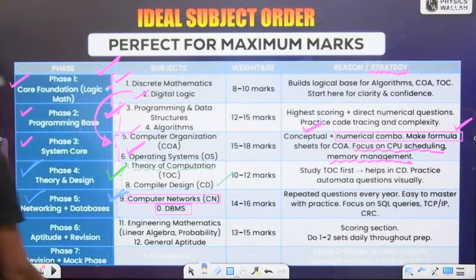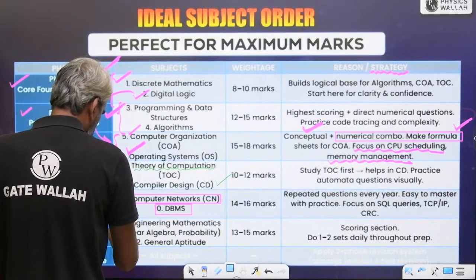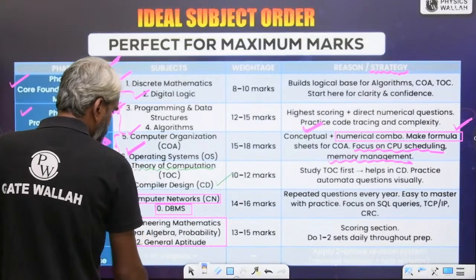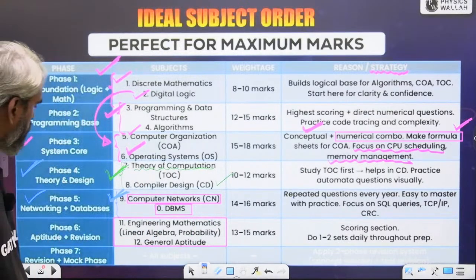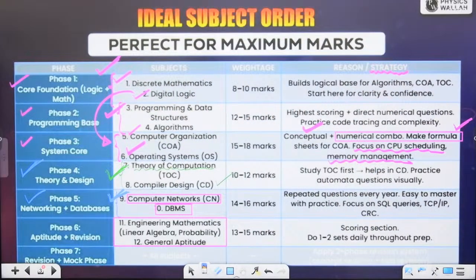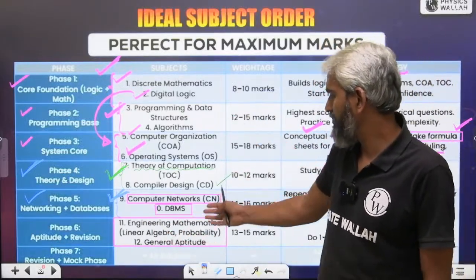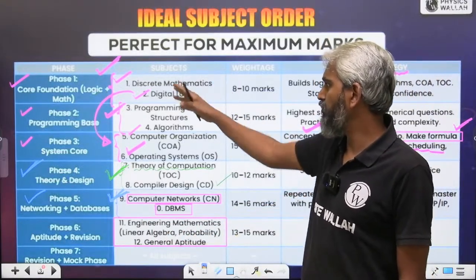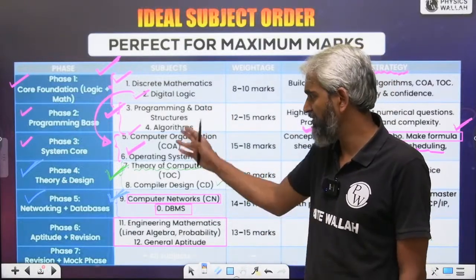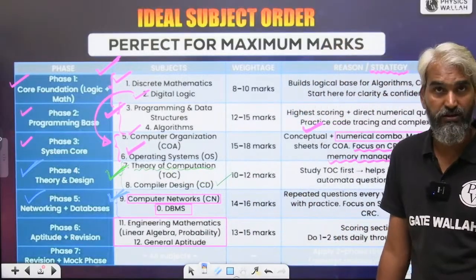Then engineering mathematics, oh, that is something I should not write at this point. I have defined them as phase 5 because these two things, that is engineering mathematics and general aptitude, there is no order. I cannot say that study engineering mathematics and general aptitude along with phase 1, along with phase 2 as well, phase 3 as well, phase 4 as well, phase 5 as well, and phase 6 as well, right?